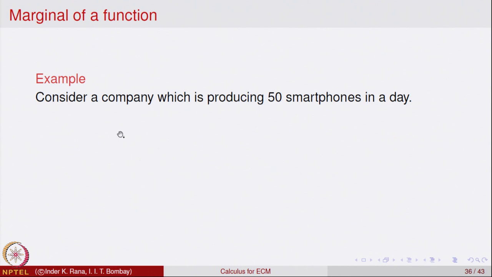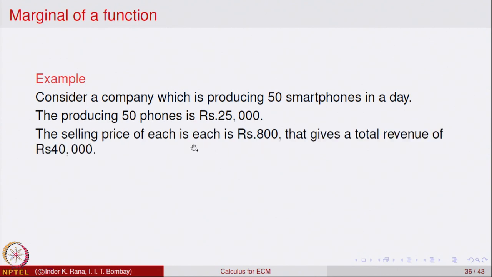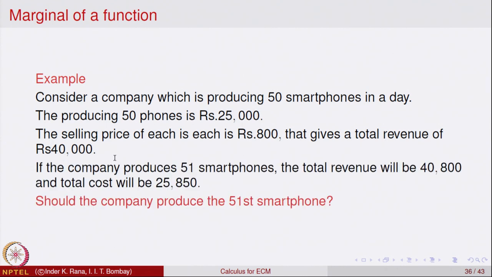Let us look at a company which is producing 50 smartphones in a day. So, the company is producing smartphones, and at present they are able to produce 54 smartphones in a day. The cost of producing 50 phones is rupees 25,000, right. So, that is the cost of producing this. The selling price of each smartphone is rupees 800. And there are 50 smartphones. So, that gives them a revenue of 40,000 rupees by selling those 50 phones, right.